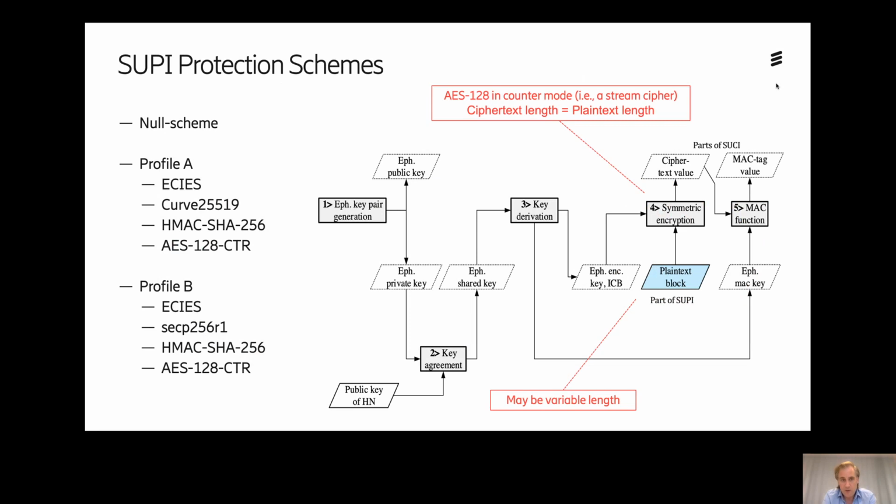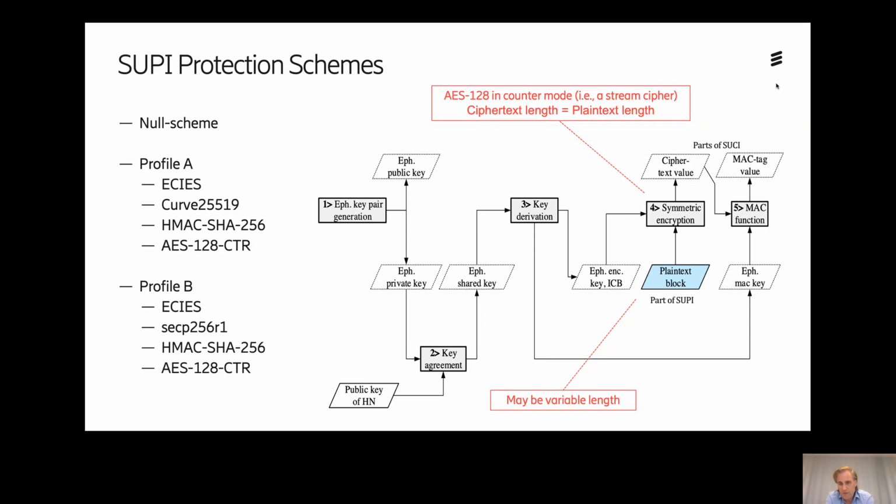The scheme looks like this. It's an ECIES, Elliptic Curve Integrated Encryption Scheme, which is well known. So 3GPP has standardized the null scheme, which is used, for example, in emergencies. Then there is profile A and profile B. They use two different curves, and otherwise they are the same.